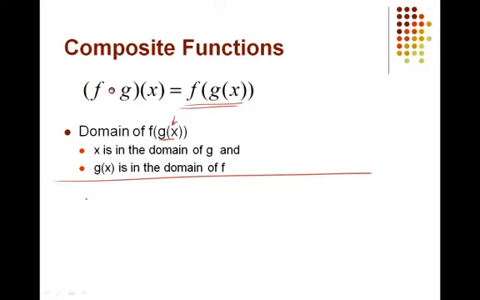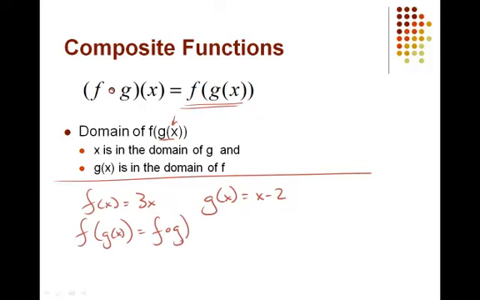So, for example, if f of x equals 3x and g of x equals x minus 2, and I'm trying to find f of g of x, or f of g of x, same exact question, different notation. What this is asking me to do is to take the function f and evaluate it at g of x. So that's going to be 3 times our x minus 2, which is 3x minus 6. Since the domain for both of these functions is all real numbers, the domain of the resulting function is all real numbers as well.